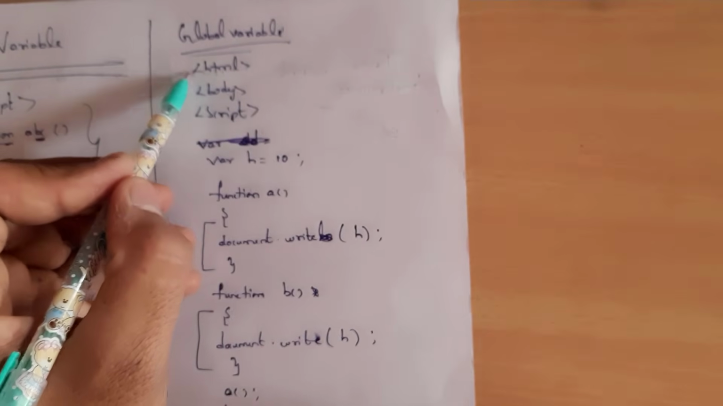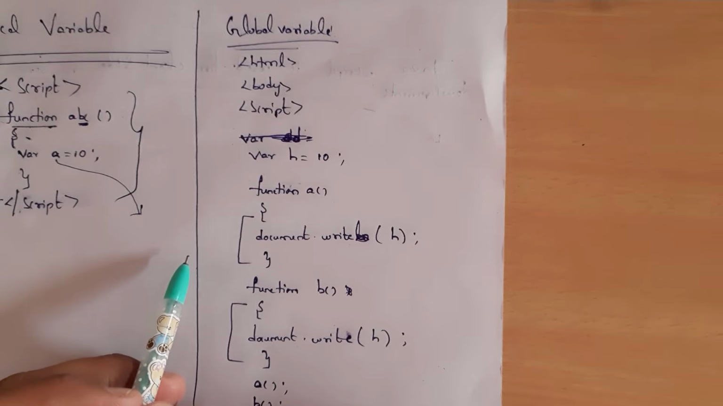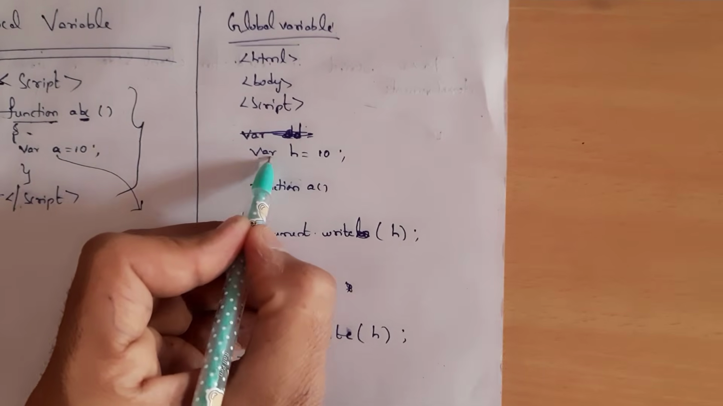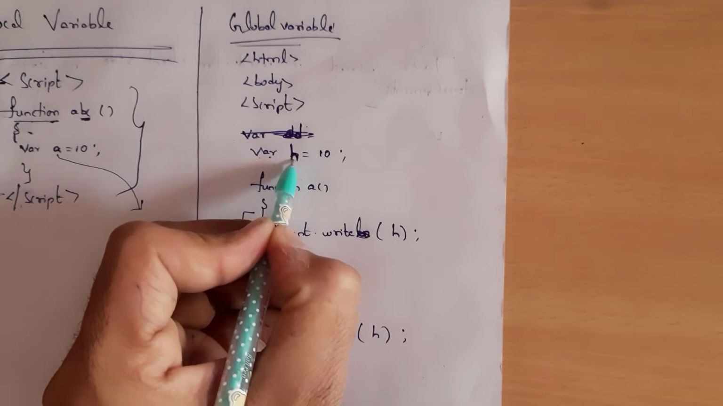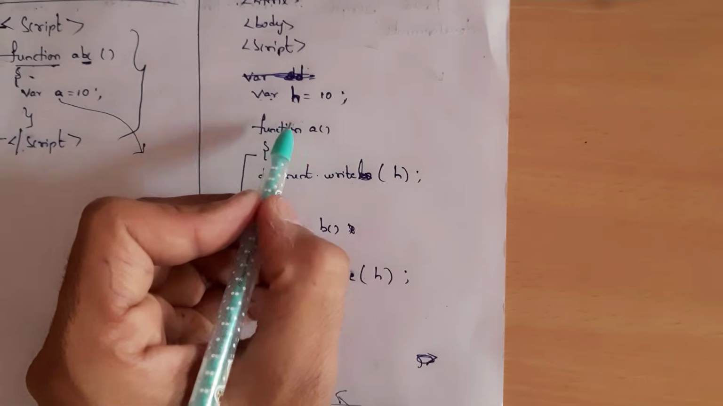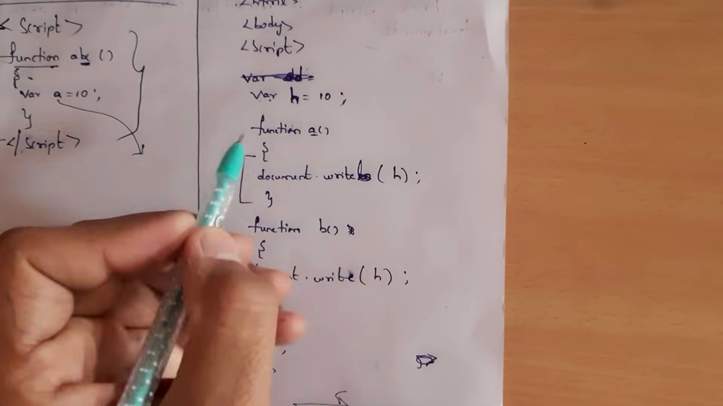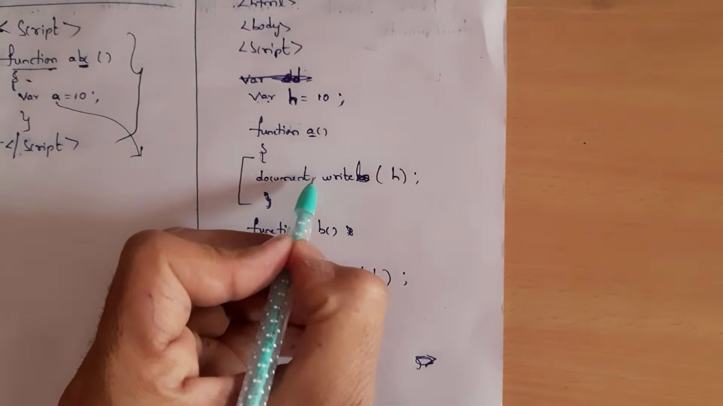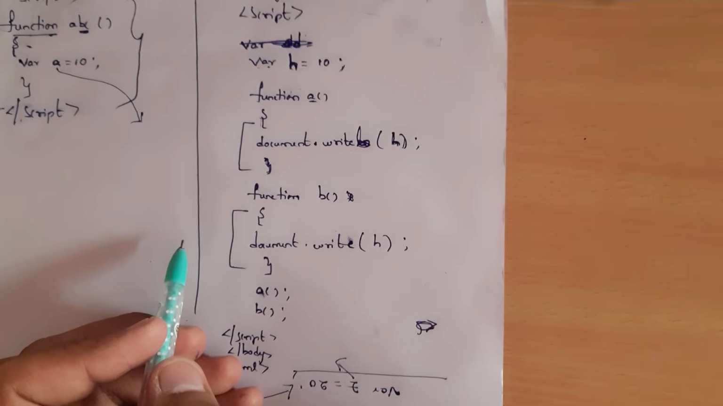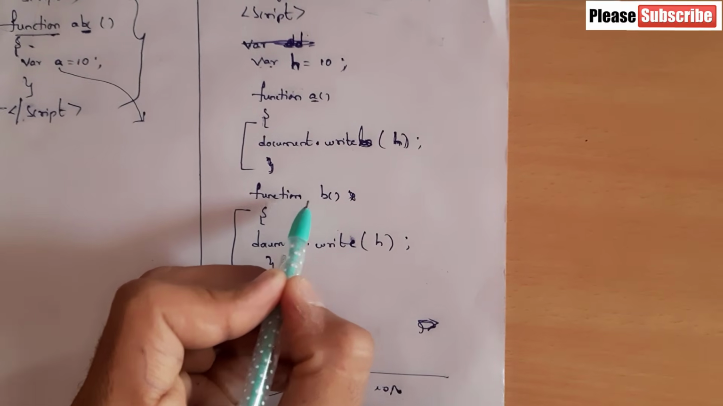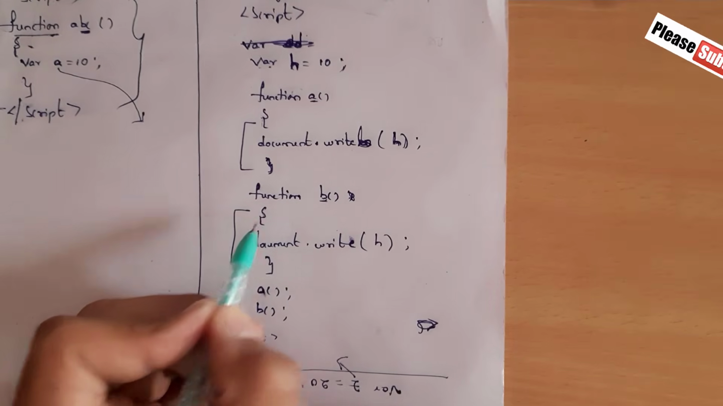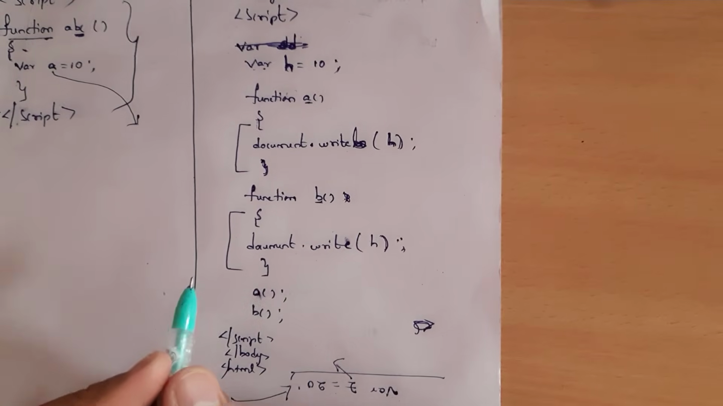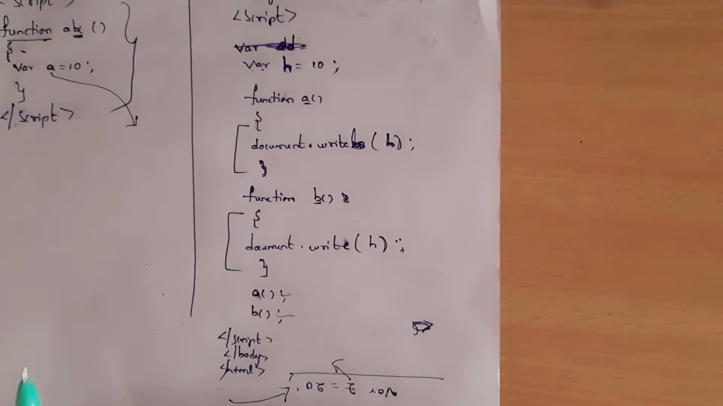I open the HTML tag and inside the HTML tag I open the body tag. Inside the body tag I wrote a script tag. Here I took a variable, the variable name is h and the value of h is 10, and I open a function and I gave the function name as A. Inside this function I am writing JavaScript code, that is document.write h, and similarly I open another function, the function name is B. Inside this function I wrote document.write of h, and at last I wrote function A and function B. This is the program.